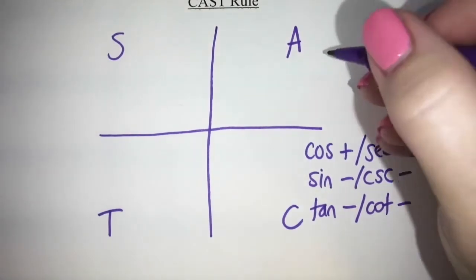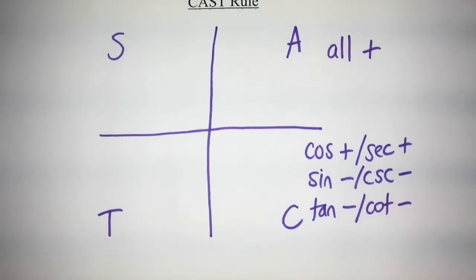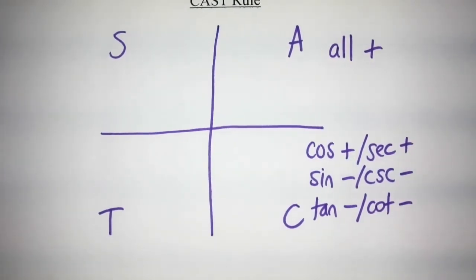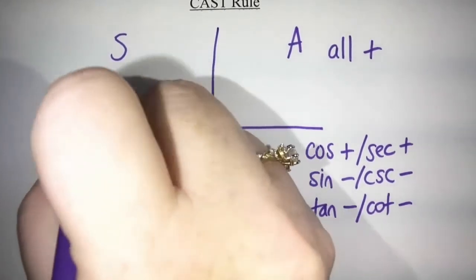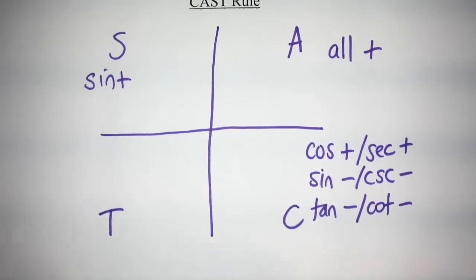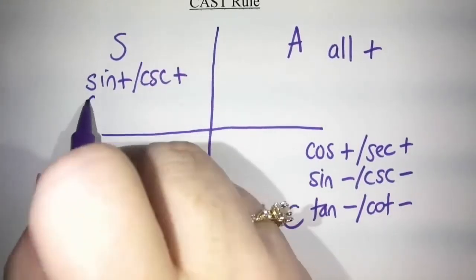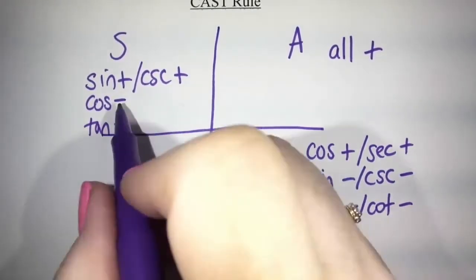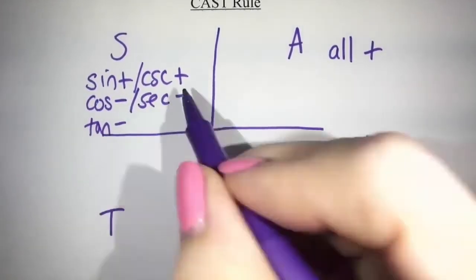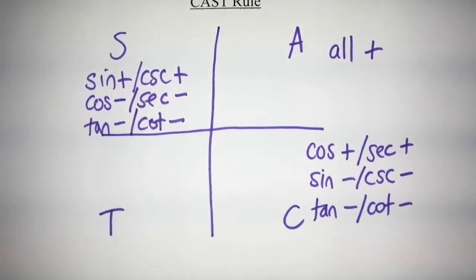In the A quadrant, A stands for all, so all ratios are positive. So sine, cos, tan, sec, cosec, cotan would all be positive in the A quadrant. If we draw an angle over here in the S quadrant, S stands for sine, so sine is positive. And of course, that would mean cosecant would be positive. The other ratios, cos would be negative and tan would be negative. And of course, 1 over cos or sec would be negative, and 1 over tan or cotan would be negative.